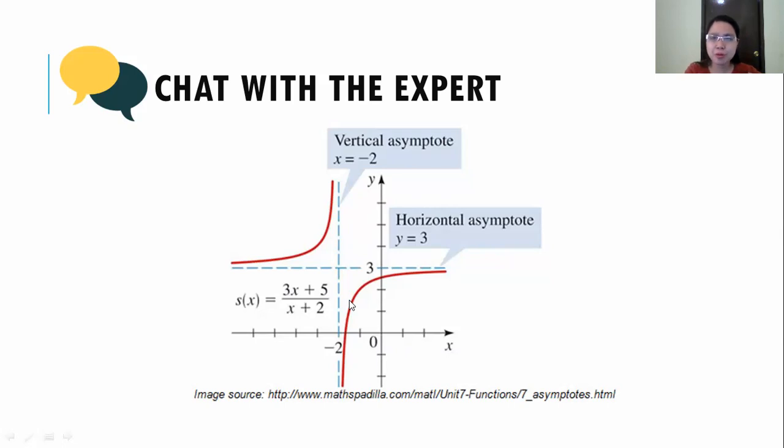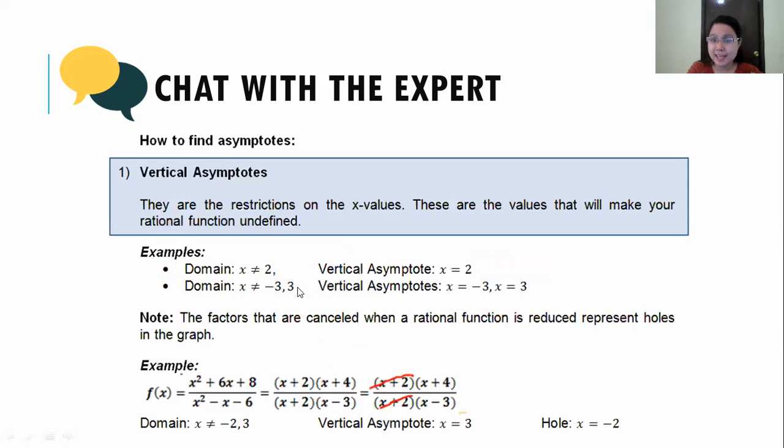Now, how do we solve for the vertical asymptote? The vertical asymptote is taken from the domain. So if our domain is x is not equal to 2, then our vertical asymptote will be x equals 2. The next one, if our domain is x should never be equal to -3 and 3, then our vertical asymptotes will be x equals -3 and x equals 3. But here, we need to be very careful of holes.